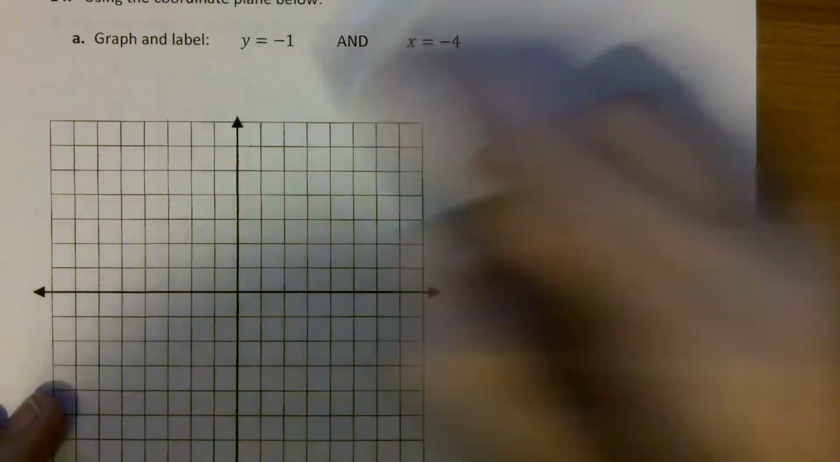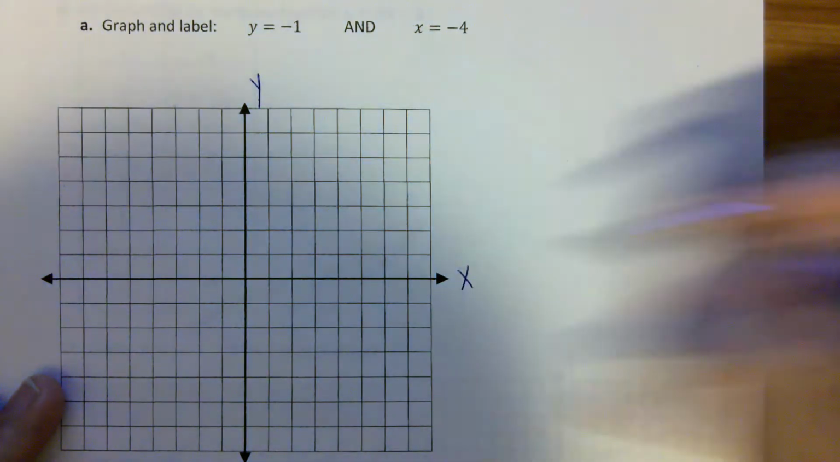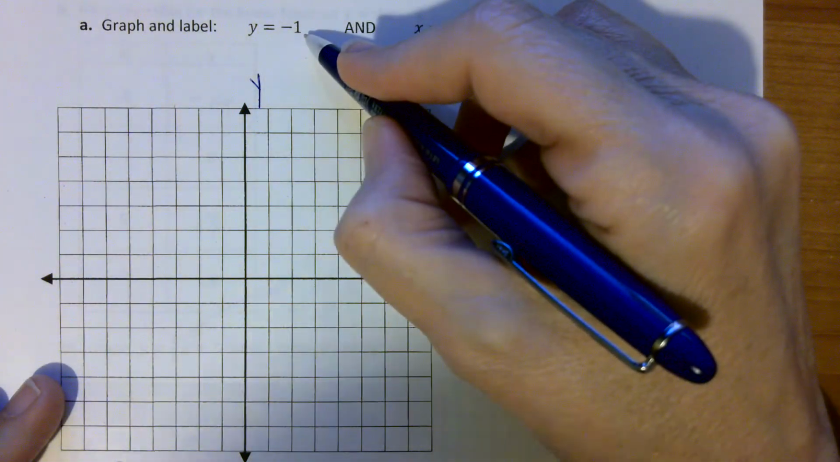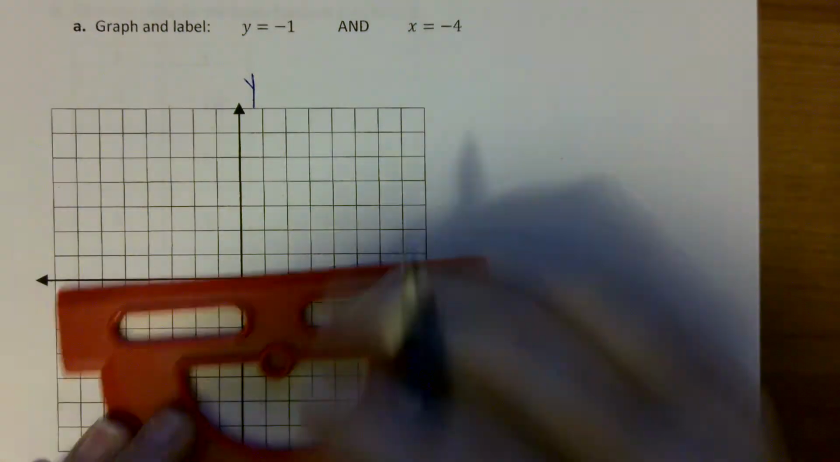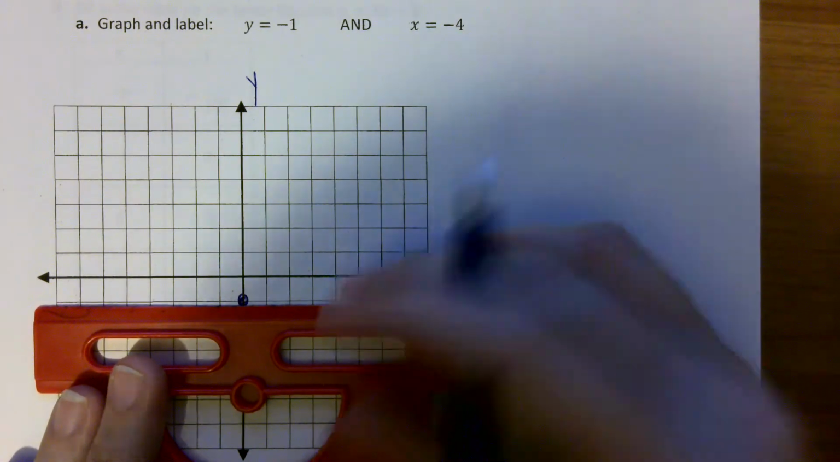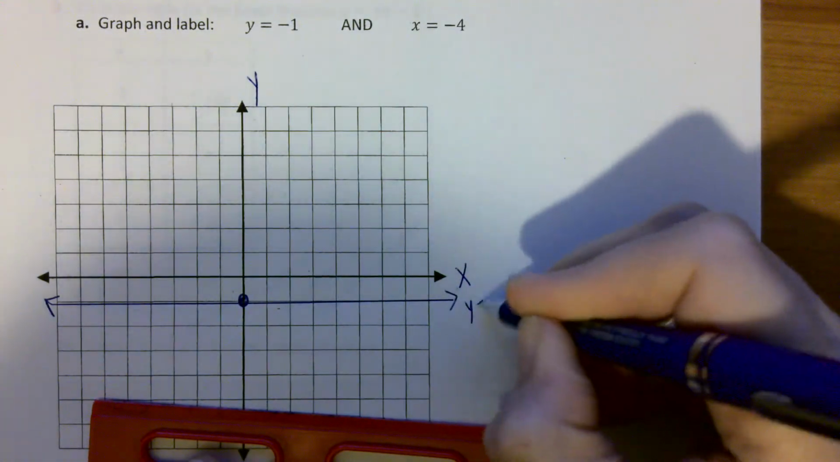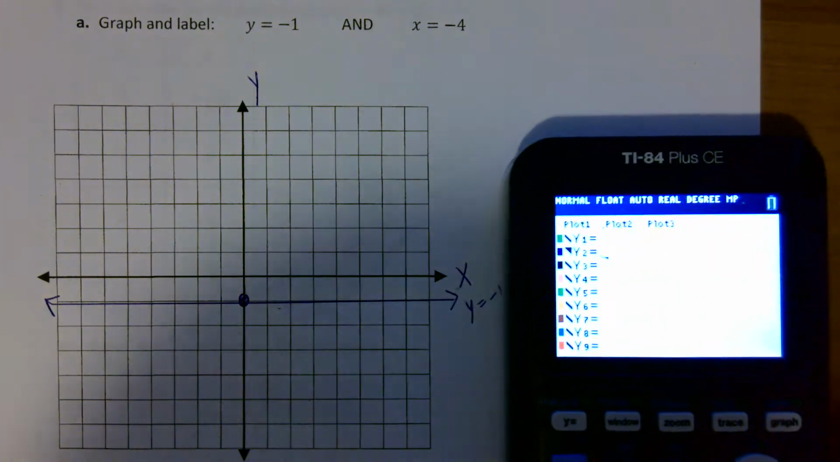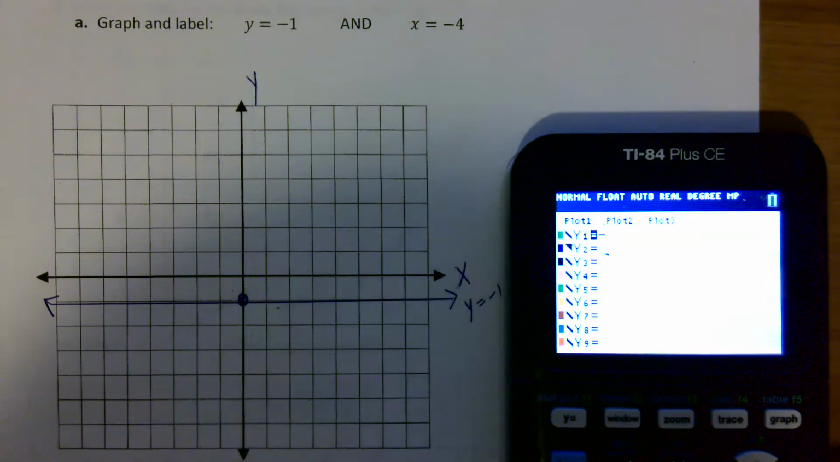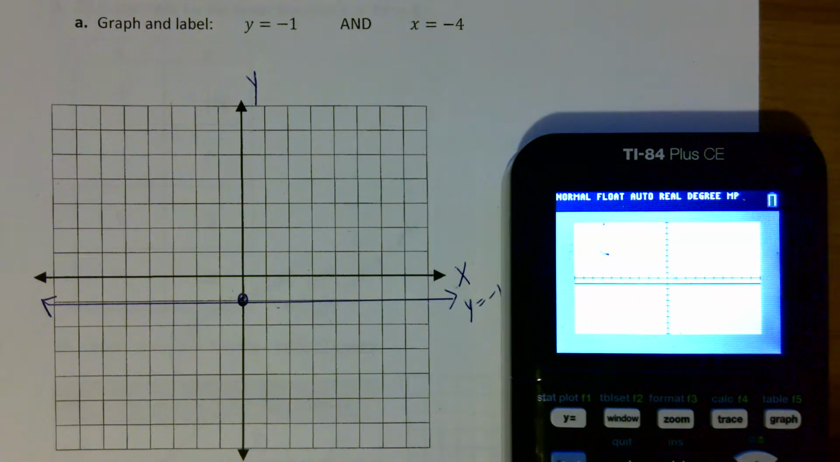Okay, let's look at 34, our last question. Graph and label. This one can be quick. We're going to label this y and x. If y is equal to a number, I go to that number on the y-axis, I put a dot, and I draw a horizontal line right through it. And I put arrows, and I write my equation. Remember, we can also check this on your calculator. Let's clear that. Just type in negative 1, press graph, and it looks exactly like the one that we just did.